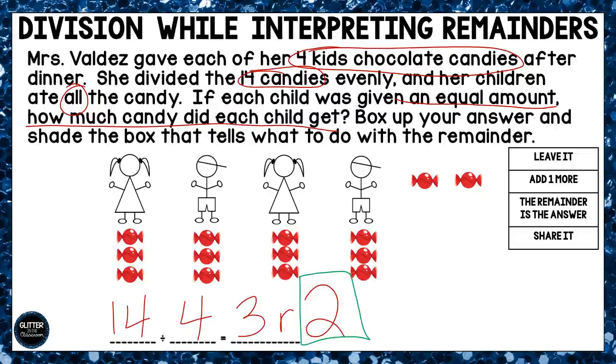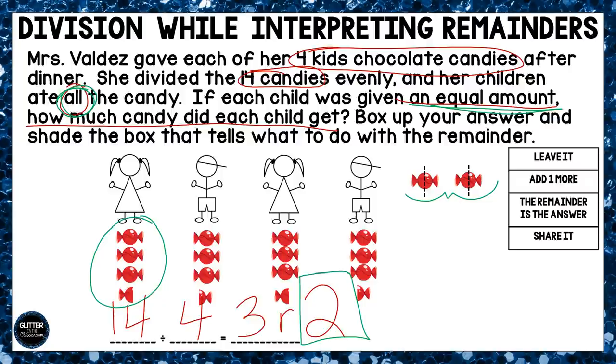What are we going to do with these two candies so that we can divide them equally to all four kids? Well, the problem said that they ate all the candy. So let's cut these candies in half and let's share them, each half, to each child. So what happens when we share? That means each child got 3.5 pieces of candy. So if each child was given an equal amount, how much candy did each child get?